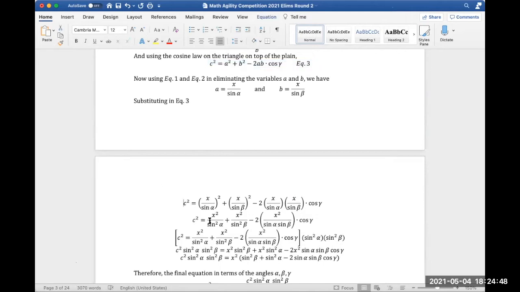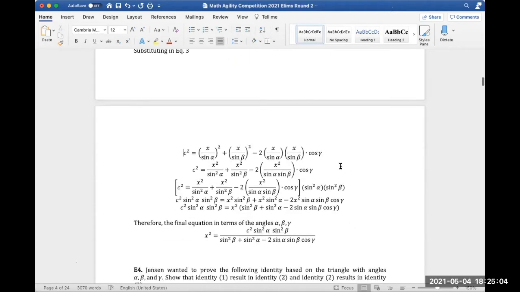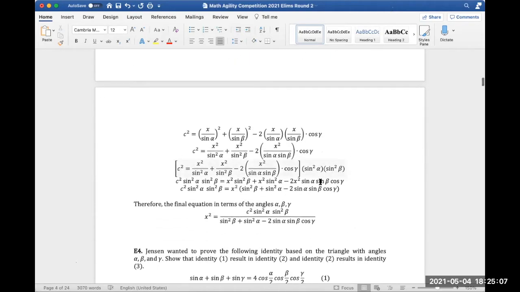So just substitute X over sine alpha squared and then X over sine beta squared minus 2 times the quantity of X over sine alpha and then X over sine beta times cosine gamma. And then just simplify this, we would get this line of expression. So C squared equals X squared over sine squared alpha plus X squared over sine squared beta minus 2 X squared over sine alpha sine beta times cosine gamma.